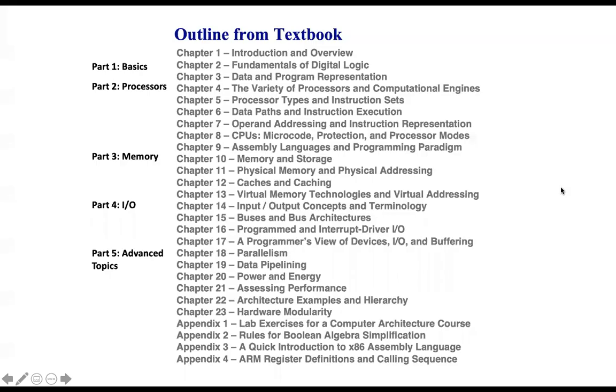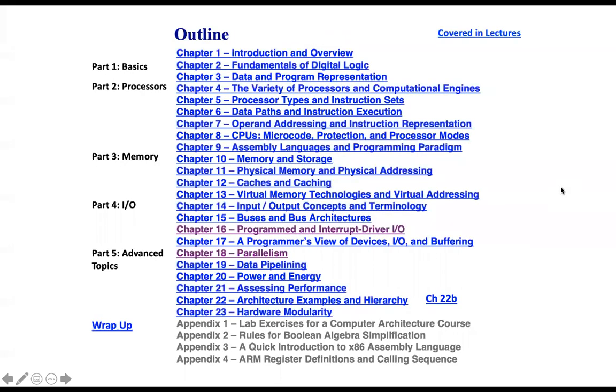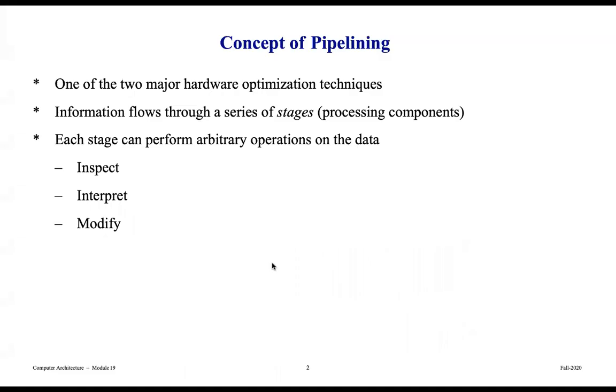We're continuing on the last section within Coomer. Last time we talked about parallelism, and now we're going to be talking about something called data pipelining. So let's introduce what that concept means. It's one of two major optimization techniques.